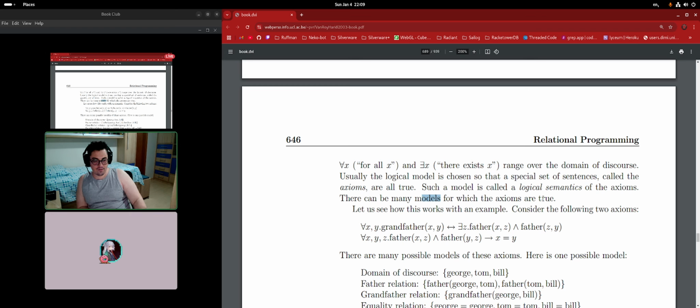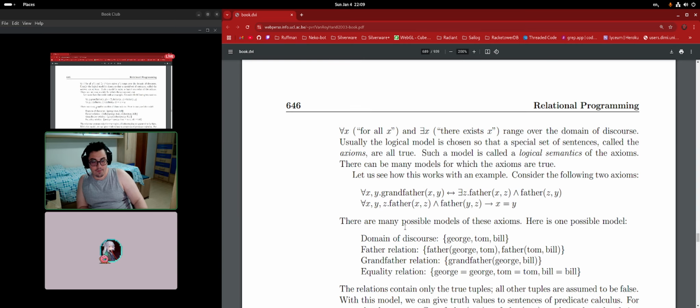So let's see how this works with an example. Consider the following two axioms. So this is the classic, familiar relationships in a family example. Genealogy, basically. There are many possible models of these axioms, because a model, in the logical sense, is an instance that makes the axioms hold.